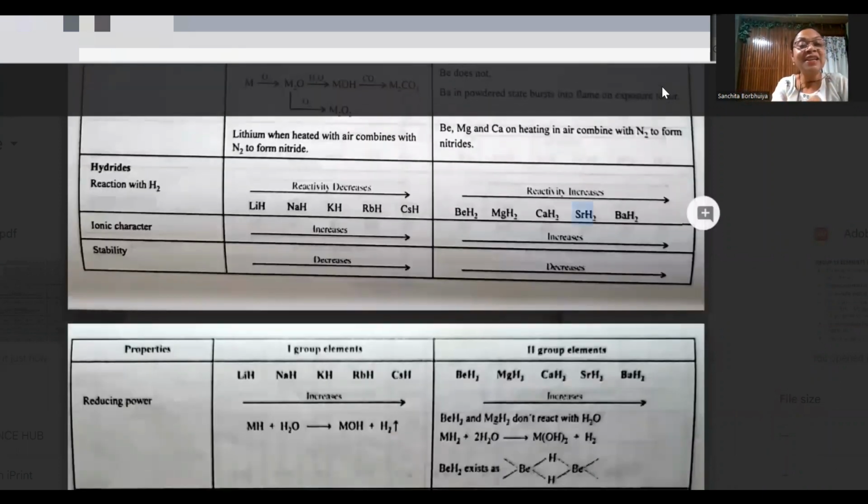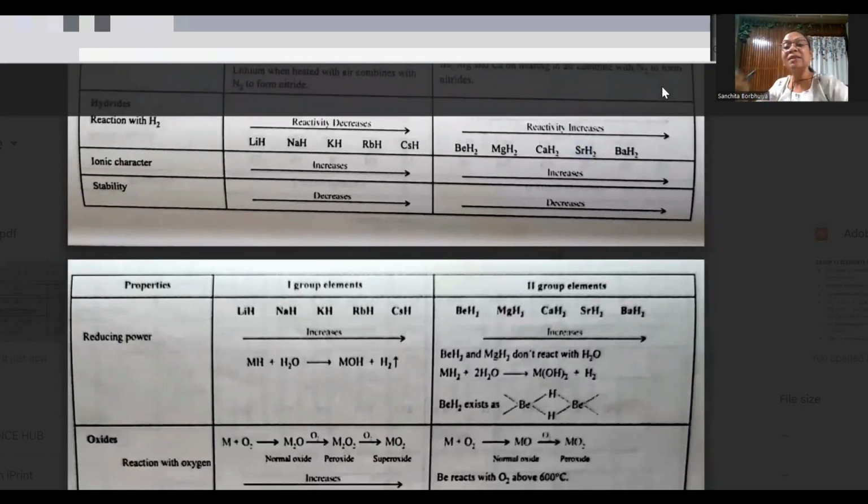So we go to hydrides. We have lithium hydride, reactivity decreases. Lithium hydride is most reactive, the best hydride donor, and it decreases till cesium hydride. But for beryllium hydride to barium hydride, the trend is reversed compared to the alkali metal hydrides. BaH2 is a better hydride donor compared to BeH2. So the trend is written. The ionic character increases and the metallic character increases down the group, and the stability of the hydrides will decrease.